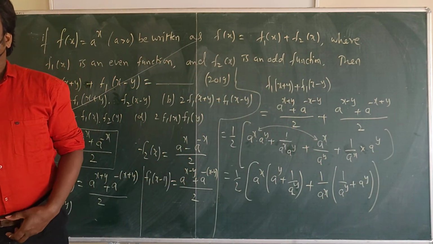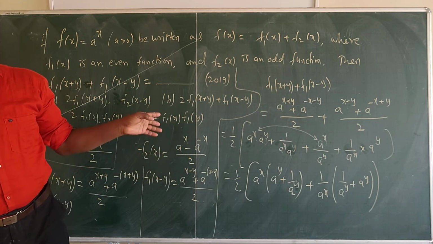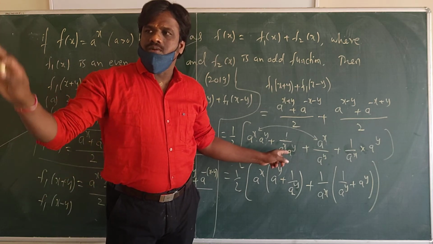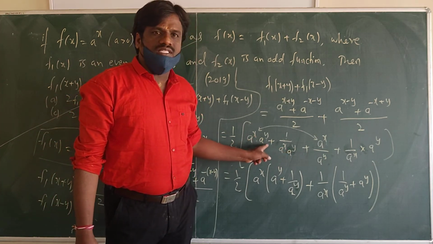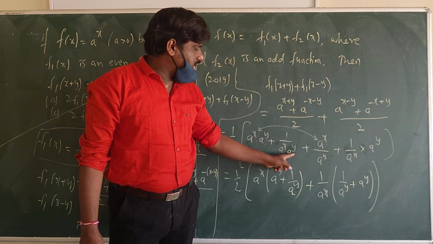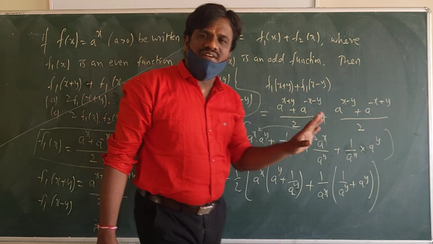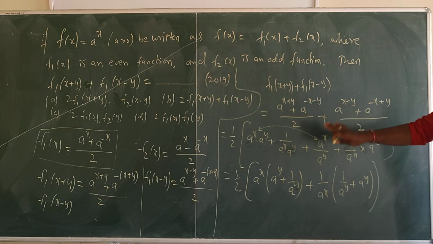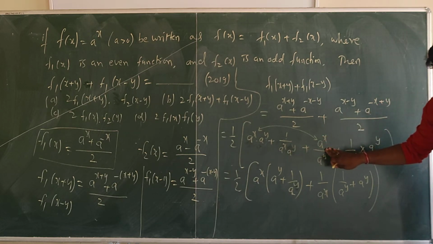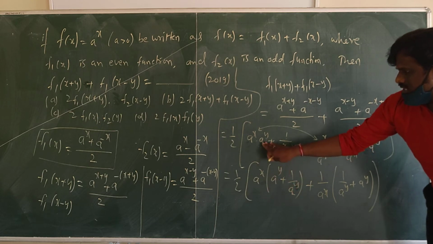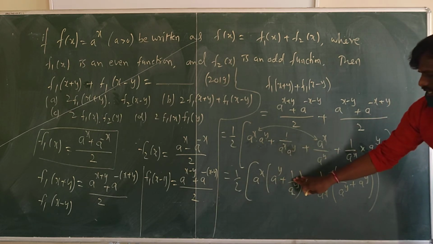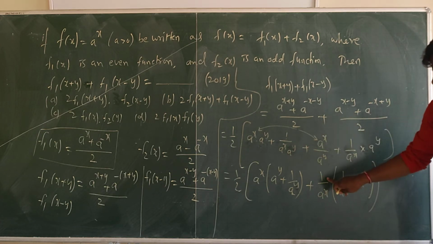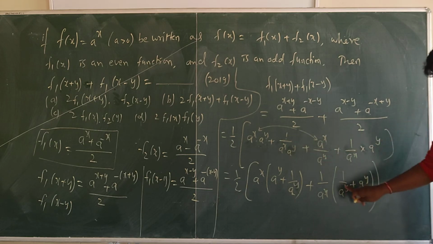Did you understand? Only two steps are left. See, a power x into a power y plus 1 upon a power x a power y. Everyone understood or not? See what I did here: because the place is not sufficient, I am writing in this step. In these both I took a power x common. Here left a power y and here left 1 by a power y, and plus in these both I took 1 by a power x common. So I left 1 by a power y plus a power y.